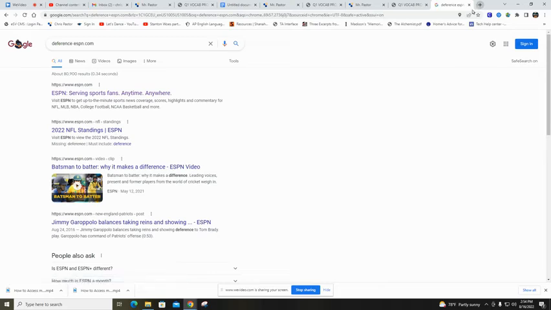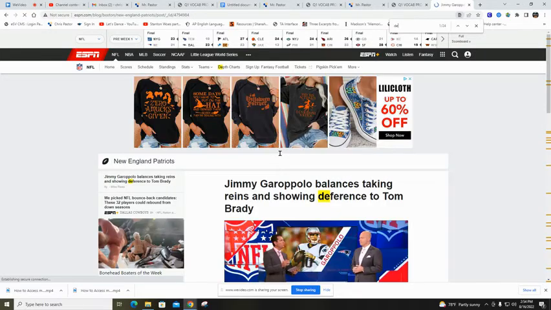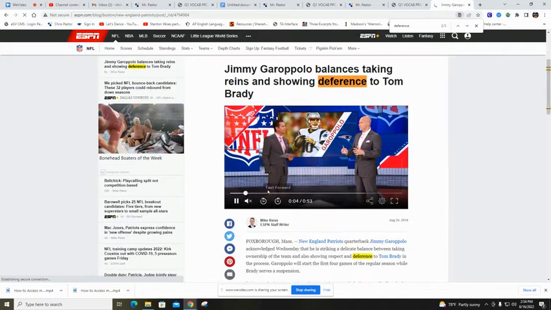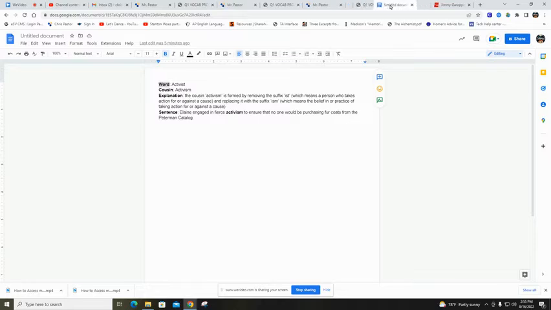Okay, I'm going to go to ESPN.com. I don't really see deference in there. Oh, wait, we got it with Jimmy Garoppolo from 2016. This is back when he was backing up Tom Brady. There's our paragraph. So I'm going to keep this up here, drag my Google Doc over here, and let's say we're in seek and destroy.